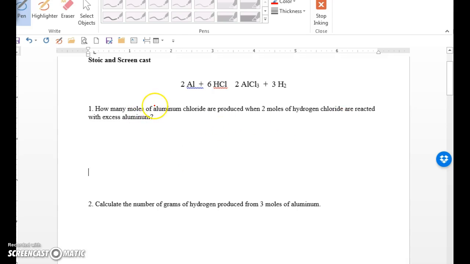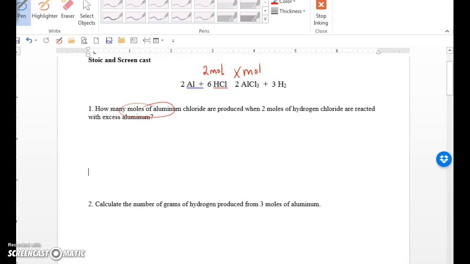So the question is asking how many moles of aluminum. When it asks how many moles, you put X moles over what you're trying to find. This way you have a visual of where you are. It says it wants to know how many moles of aluminum chloride, so that's in the wrong place. So this needs to be X moles here. When 2 moles of hydrogen chloride are reacted, so we put 2 moles here.